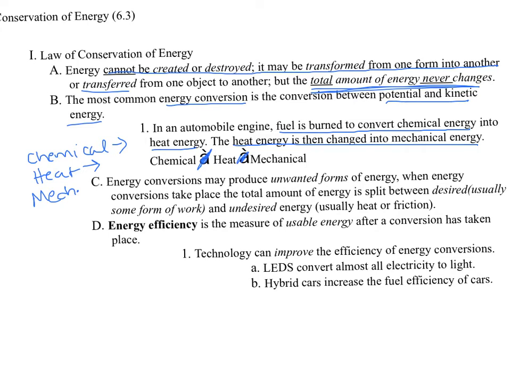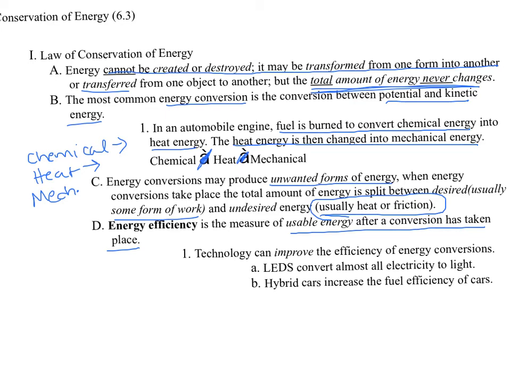Energy conversions sometimes produce unwanted or unusable forms of energy. When energy conversions take place, the total amount of energy is split between a usable form and an unusable form. Unusable forms of energy are usually heat or friction. And those things are just lost. They can't be used for anything else, but it is still energy, and so it is not destroyed. Energy efficiency measures the usable energy after a conversion has taken place.